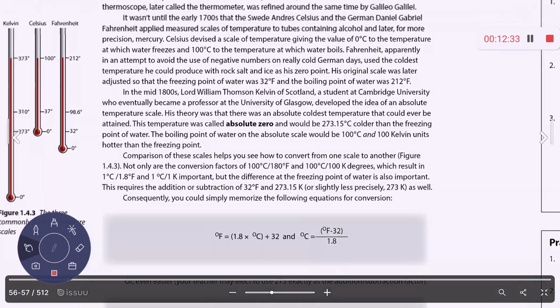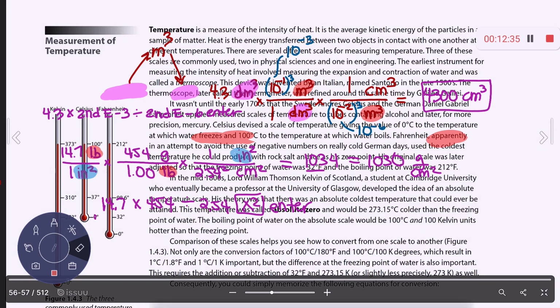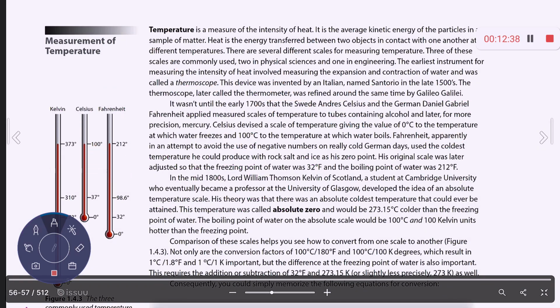Okay, I'm going to let you read this part on temperature. Basically, temperature is a measurement of the intensity of heat. It's the average motion of particles in matter. Heat moves between objects that have different temperatures. So heat is going to move from a warmer object to a cooler object. That's why if you try and touch, let's say, something on a stove that's hot, you would burn yourself. And there are different scales for measuring temperature. We are going to be looking at Kelvin, Celsius, and Fahrenheit, okay?